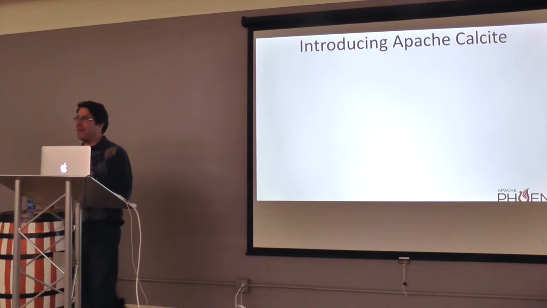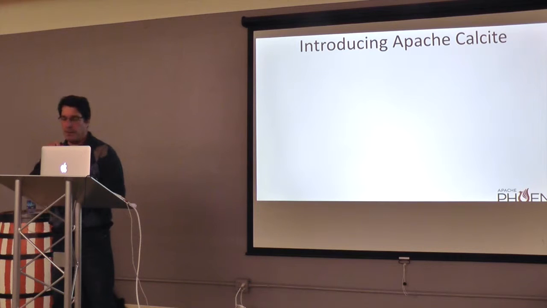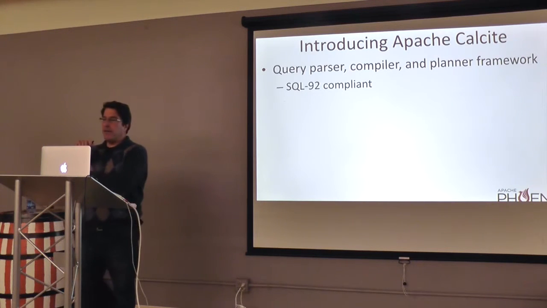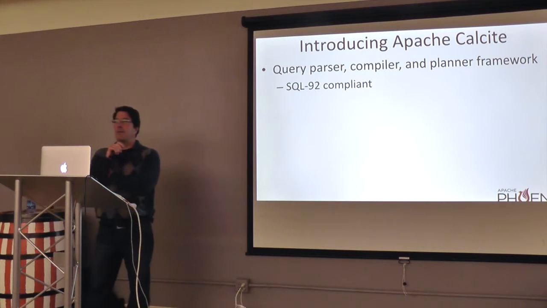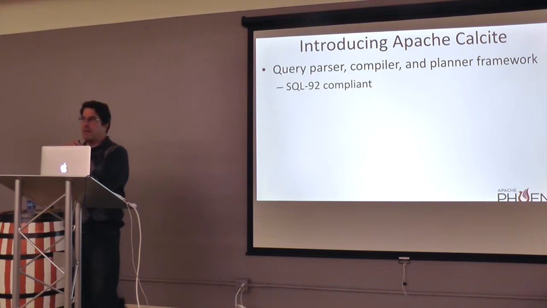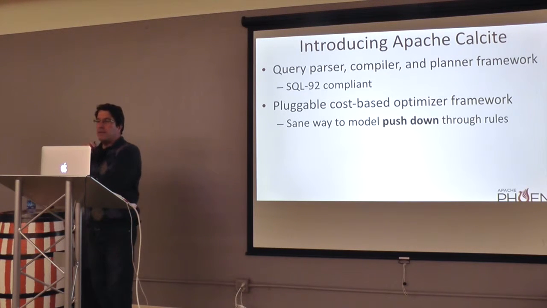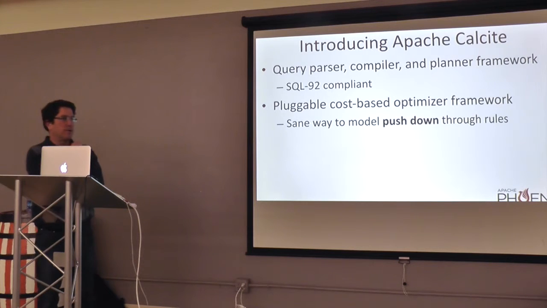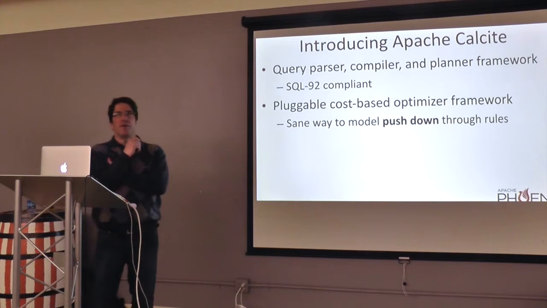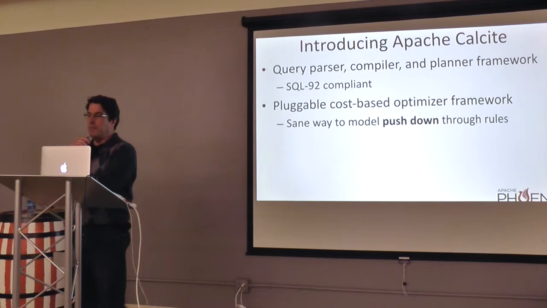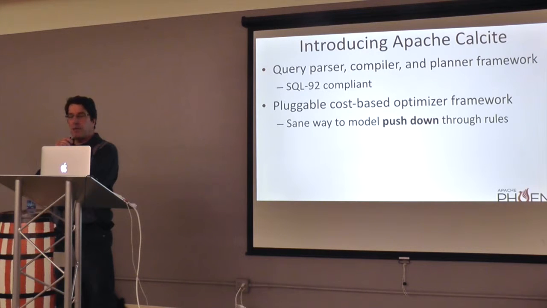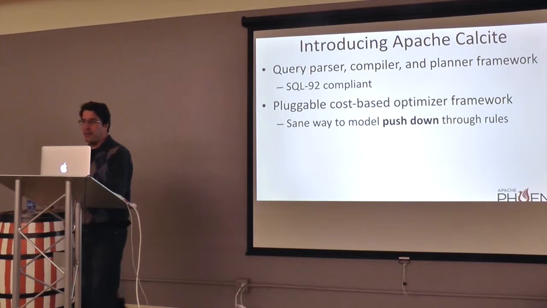What we think is the answer here is a product called Apache Calcite, which is another Apache project. Pretty interesting project. It's basically a SQL 92 parser and a planner and an optimizer all rolled into one. It lets you plug into a cost-based optimizer framework, so it becomes a reasonable way to write rules dependent on your particular query engine that cause optimization to be better.